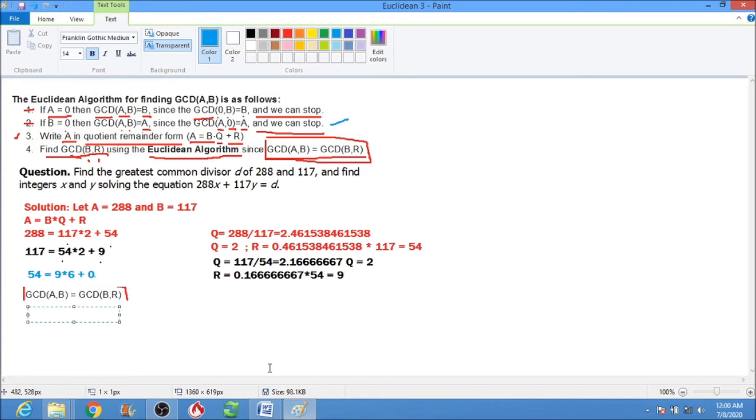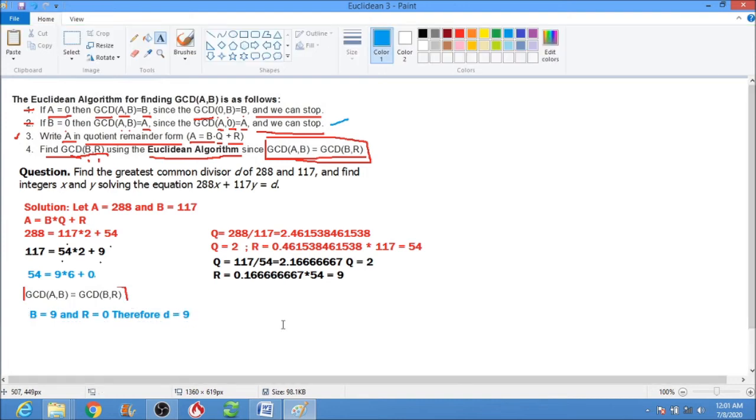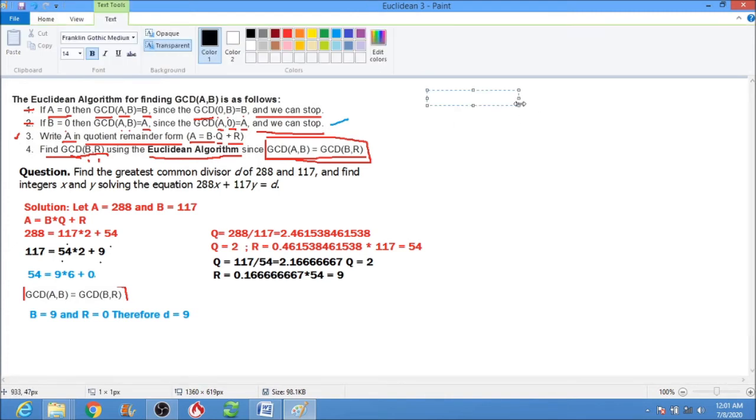So we have B equal now to 9 and R equal now to 0. Therefore D is now equal to 9. So 9 is our greatest common divisor of 288 and 117. Now solving for the values of x and y.